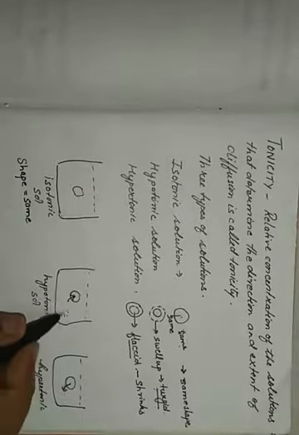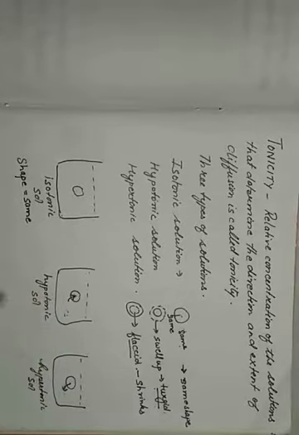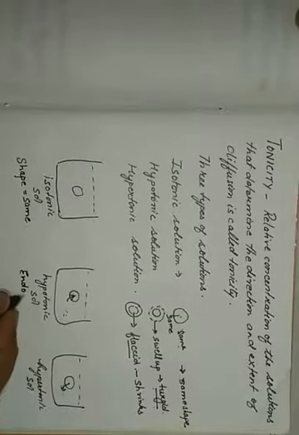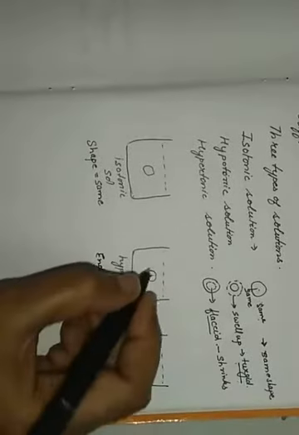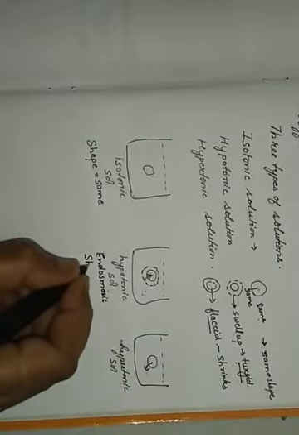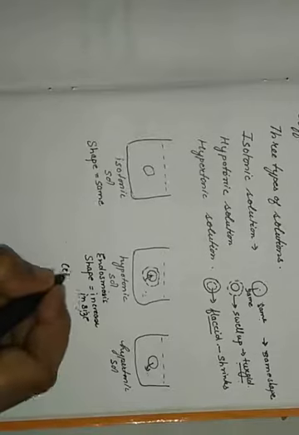Now let's take the hypotonic solution. Hypotonic solution means it is a dilute solution outside and a concentrated solution inside. So what will happen? Endosmosis will take place and the cell will become turgid. What will happen to the shape? It will increase in size. That means the cell has become turgid.